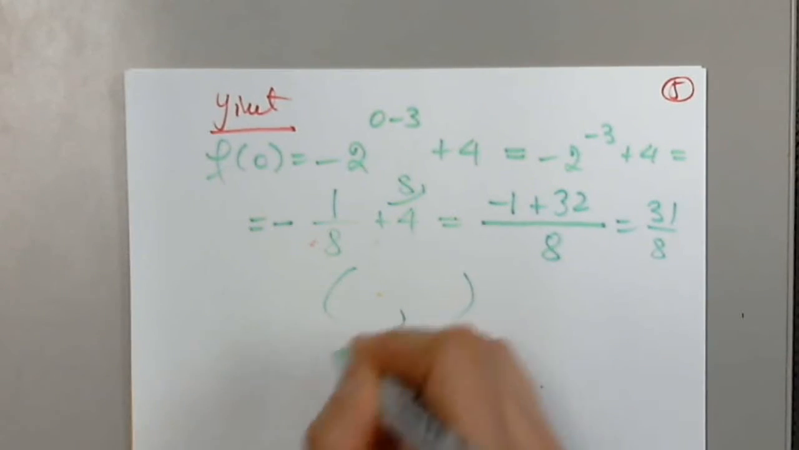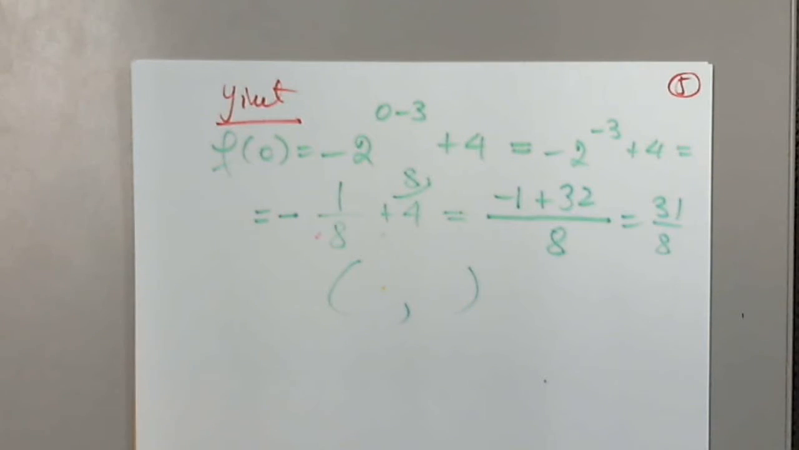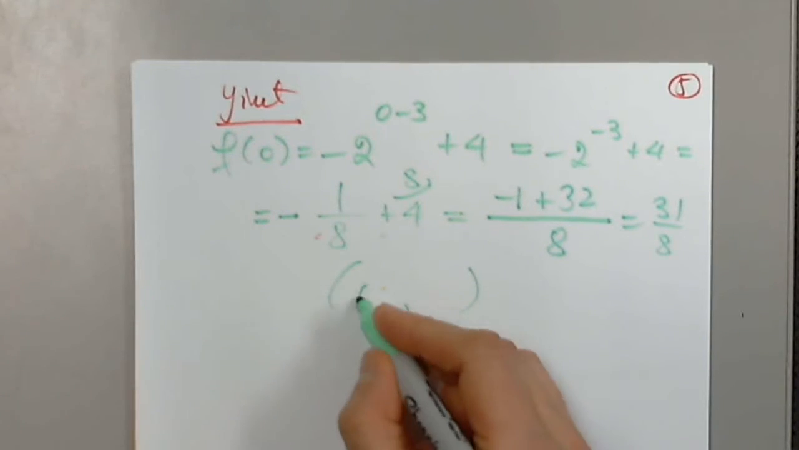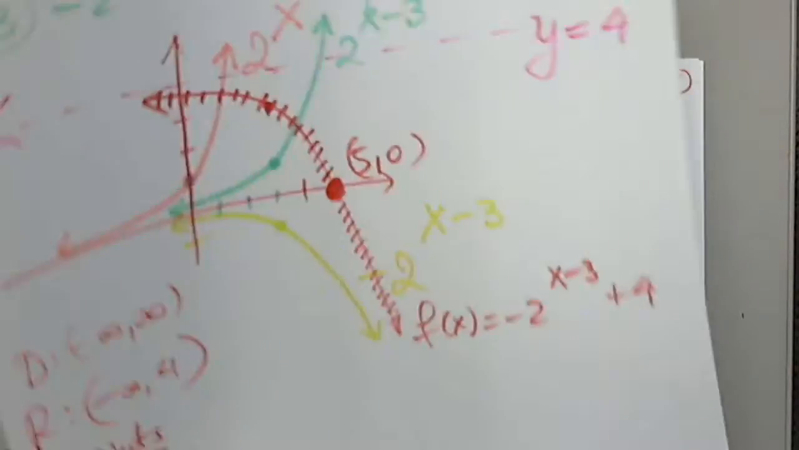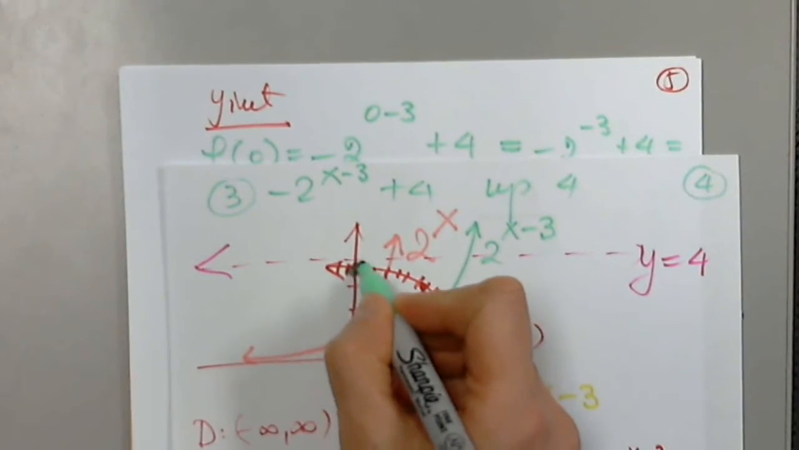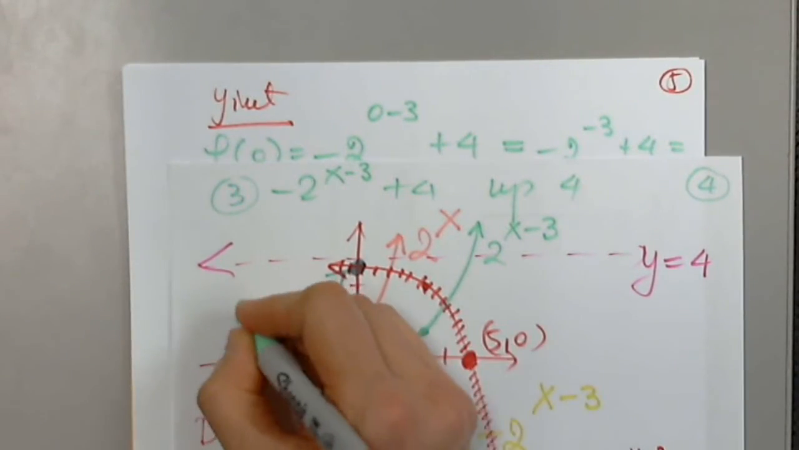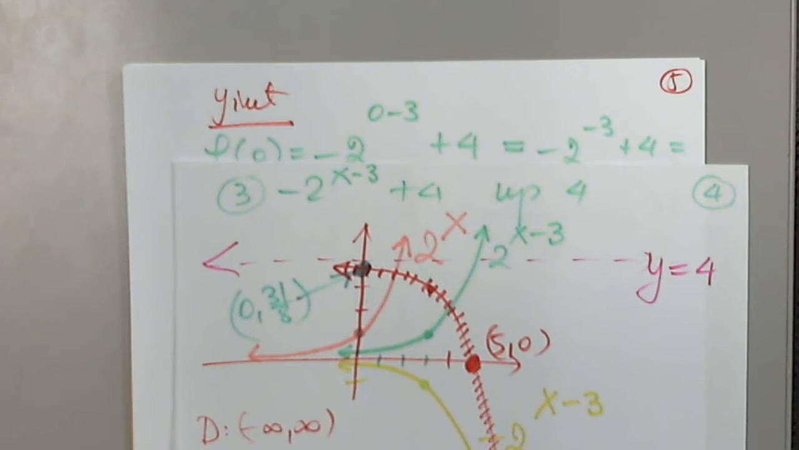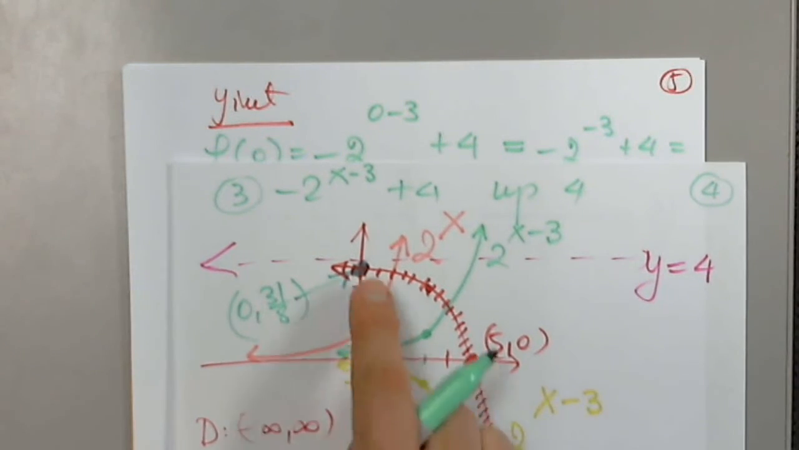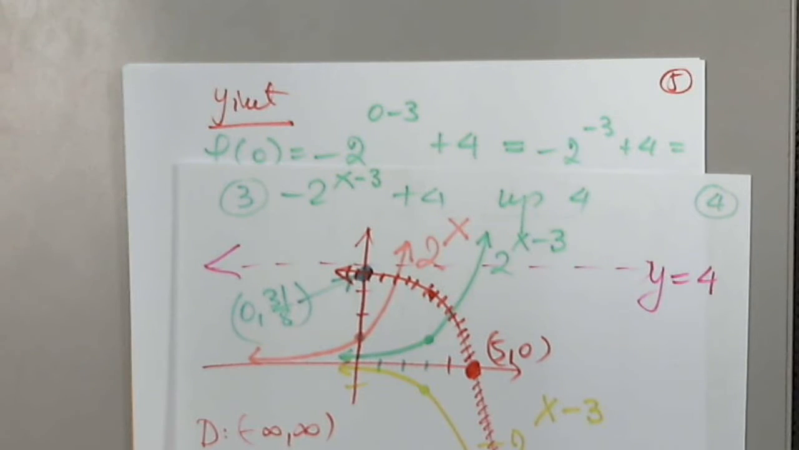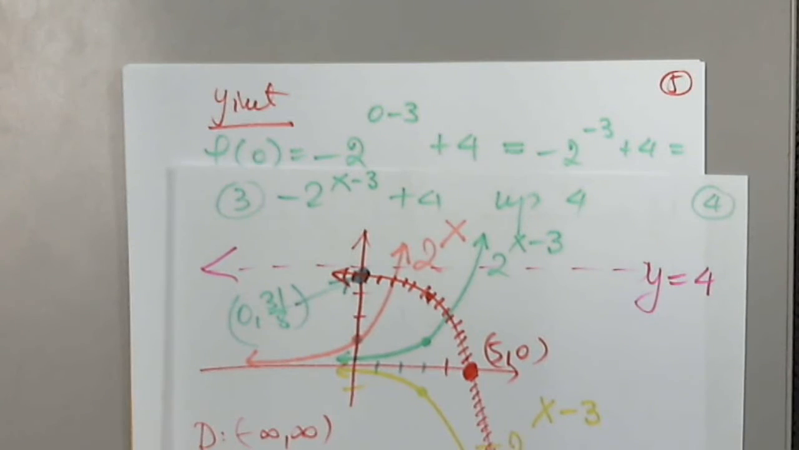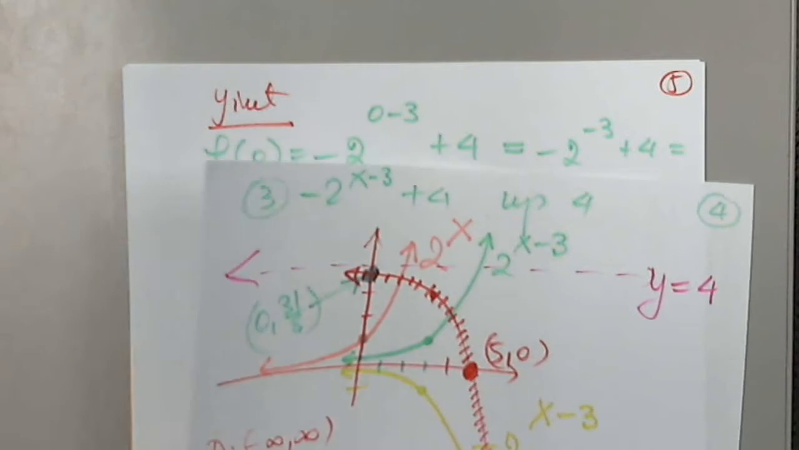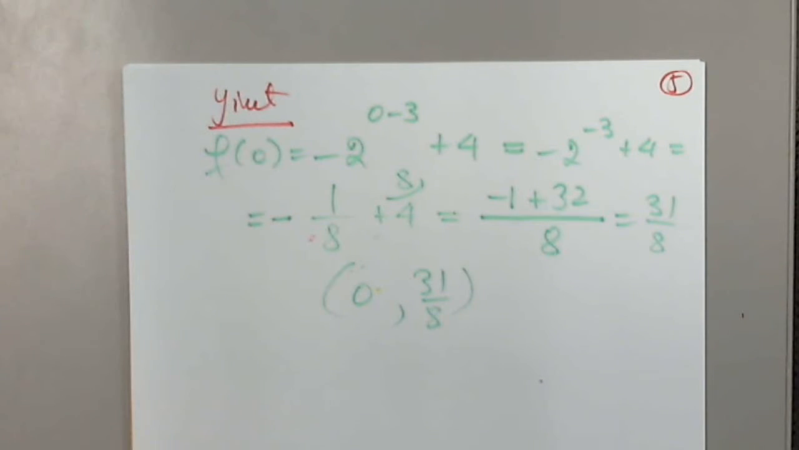Can anyone give us the ordered pair that represents the y-intercept? 0, 31 over 8. So here it is, right here. This is 0, 31 over 8. Almost 4, of course. 31 over 8. It's not too far from 4. Very good. Awesome. Any questions on this problem?